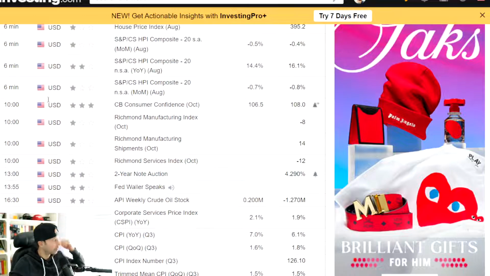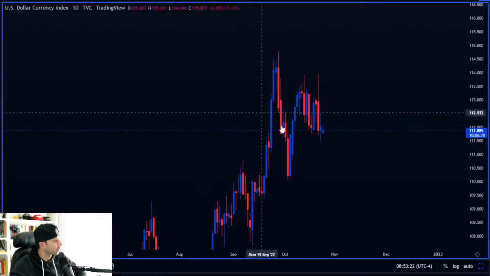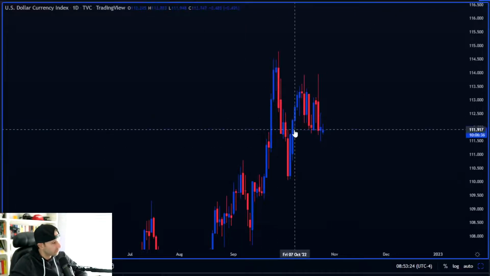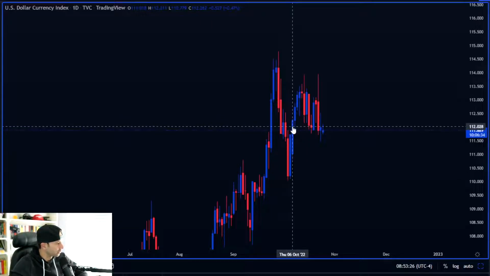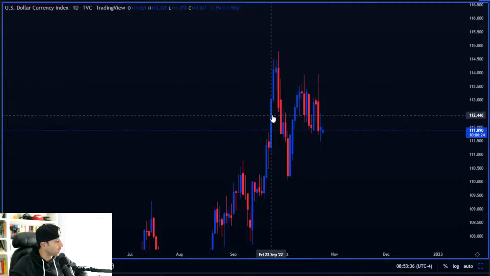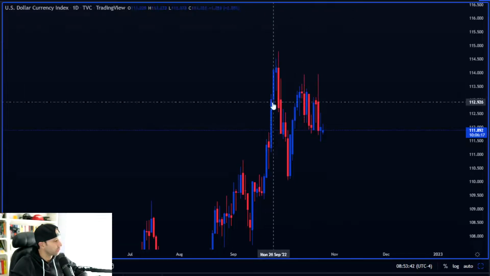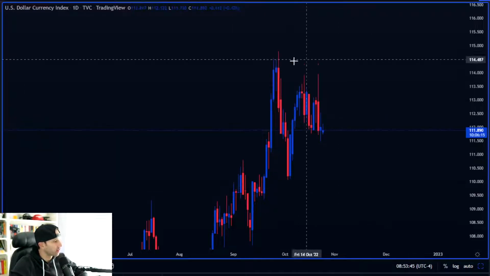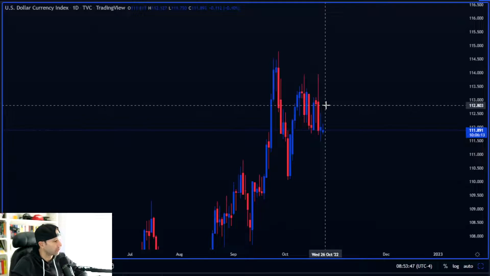All right, so let's jump right into the dollar. Sideways. We've been here since basically this entire month. 3 weeks, sorry. We've been ranging in the dollar, okay? Actually, since September 23rd, we have been here. Now we expanded the range a little bit. Now we're chopping around this level.